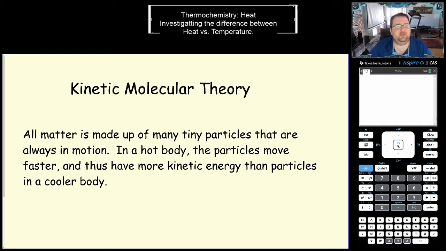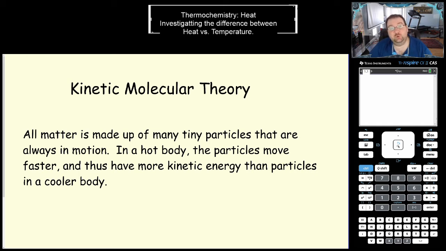So kinetic molecular theory is something that we would have learned about in 10th grade, and it basically states that all matter is made up of tiny particles that we call atoms. And those atoms are always in motion, right? Regardless of whether your atoms are in the solid state, liquid state, or gaseous state, they're in motion. And as you heat up an object, the particles are going to be moving faster.